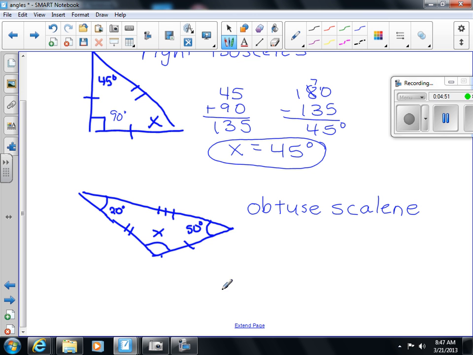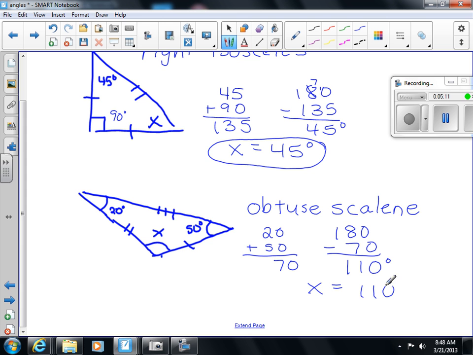Now we're going to find the measure of angle x. Well, I have to find out what my two knowns are. What's 20 plus 50? Write that down. And then how do I find the missing one? 180 minus 70 is 110 degrees. So x is equal to 110 degrees.